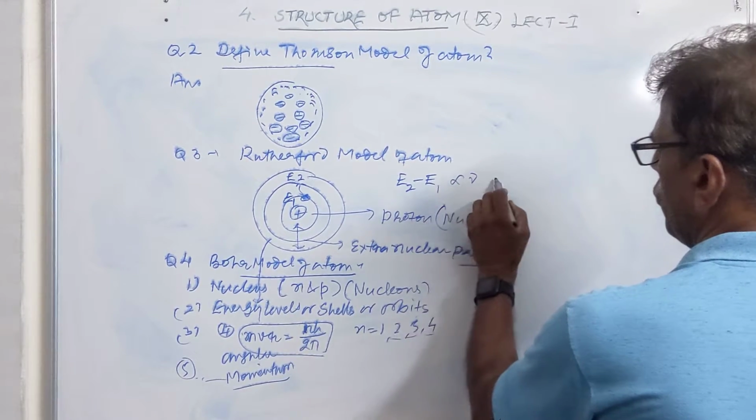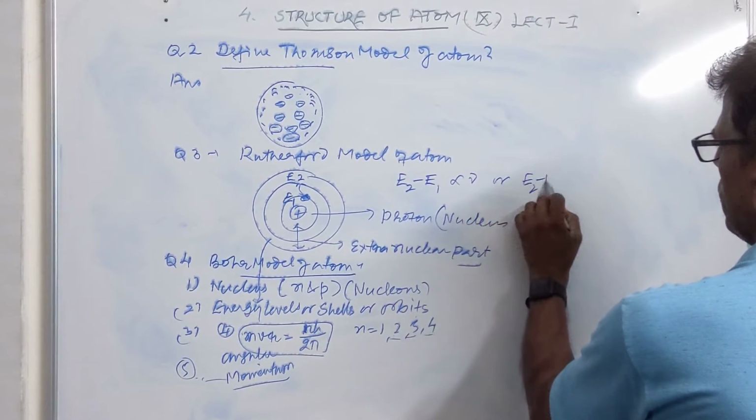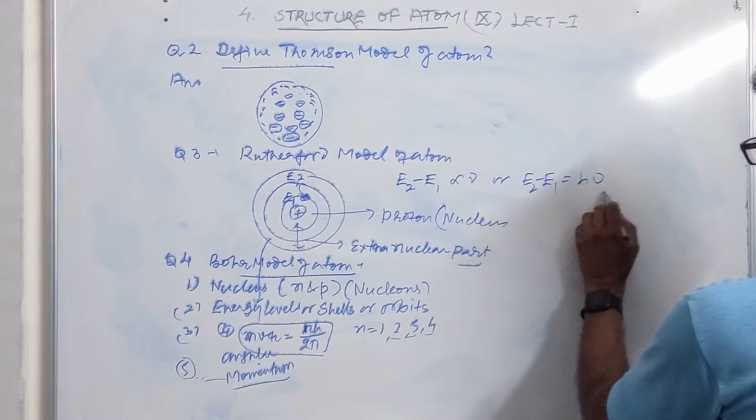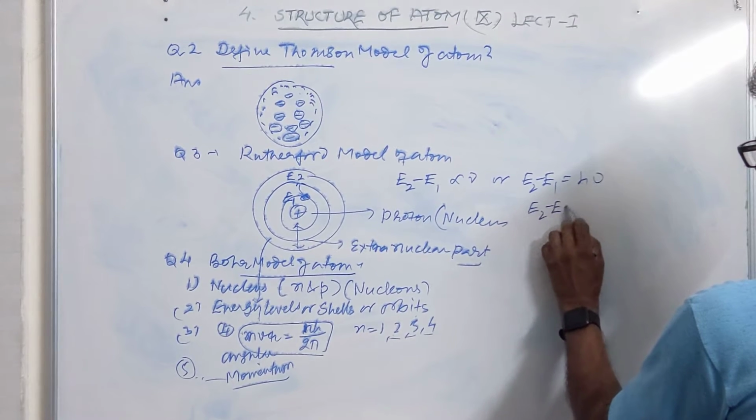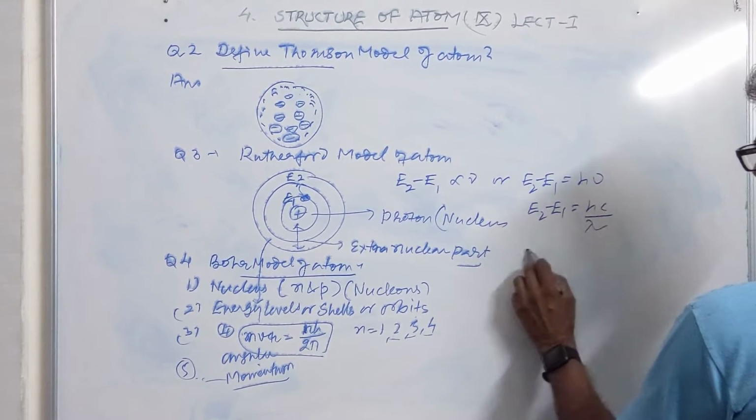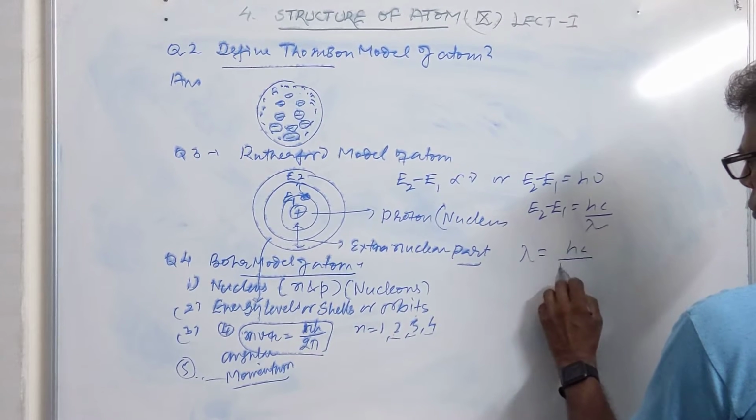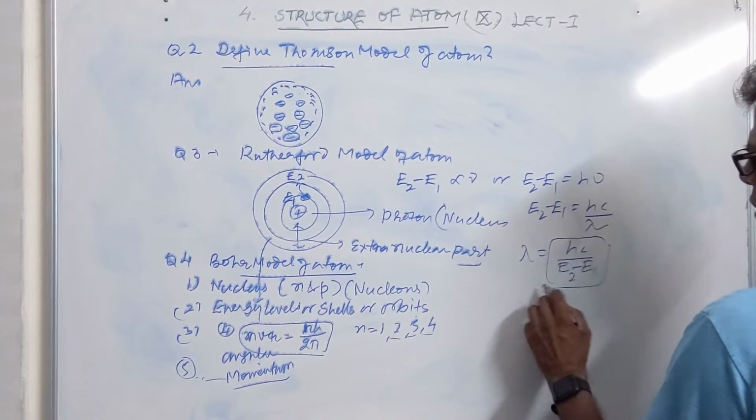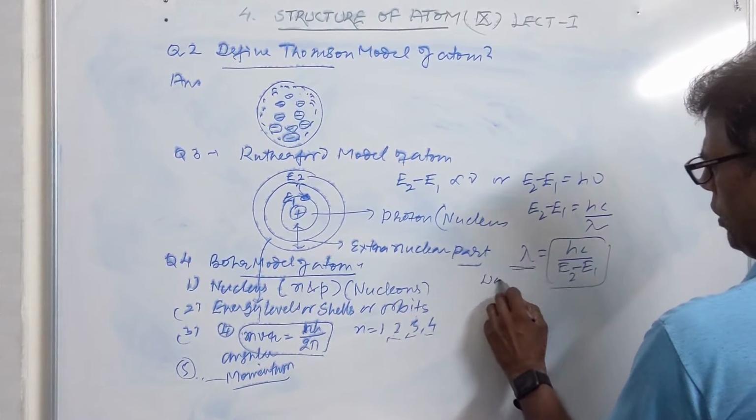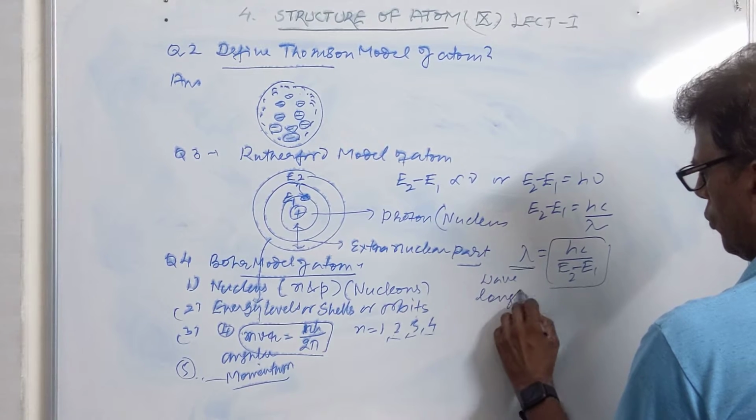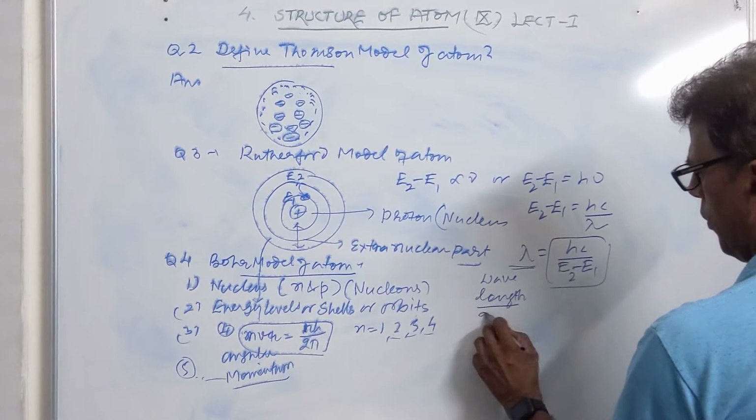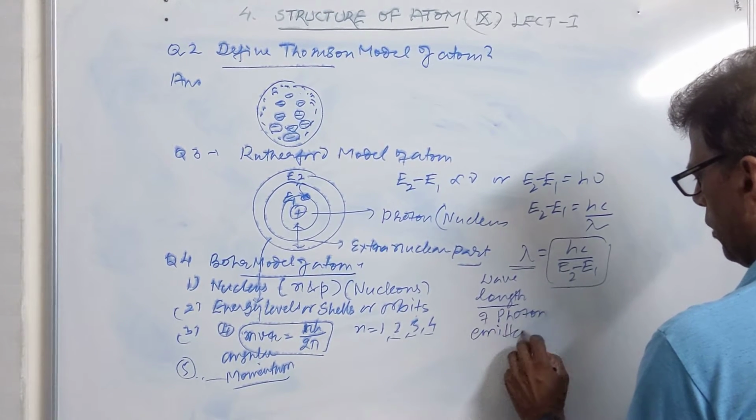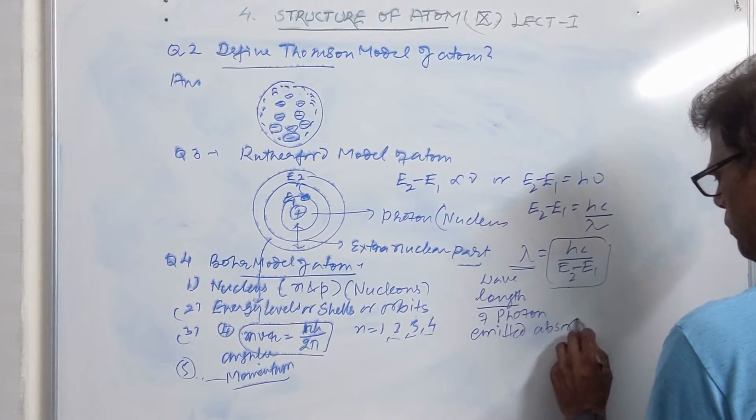This is proportional to nu. Removing the sign of proportionality by a constant, we get h nu, where h is Planck's constant, and nu is equal to c by lambda. So we will have E2 minus E1 equal to hc by lambda. So lambda can be calculated by this formula, where E2 is the energy of the higher level, E1 is the energy of the lower level, and lambda is the wavelength of the photon of light emitted or absorbed. Emitted when it comes down, absorbed when it goes up.